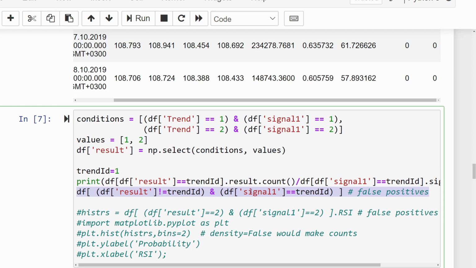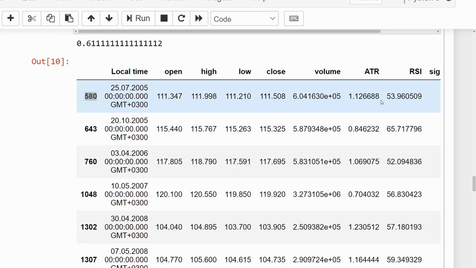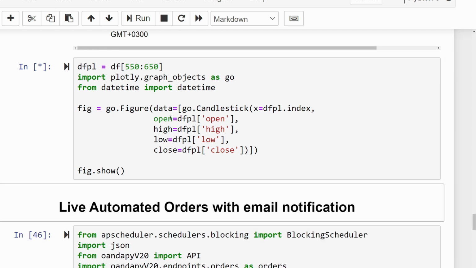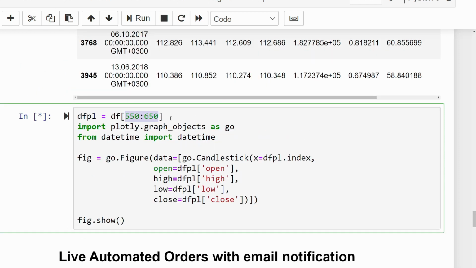Now, in order to complete the analysis, I can also plot or print the false positives, meaning when did my signal give me a false signal. And this is what we are doing here. I'm printing all the false positives. Let's take, for example, this candlestick here, the number 580. Let's go down and plot our candlesticks between the 550 and 650. And I'm going to check the number 580.